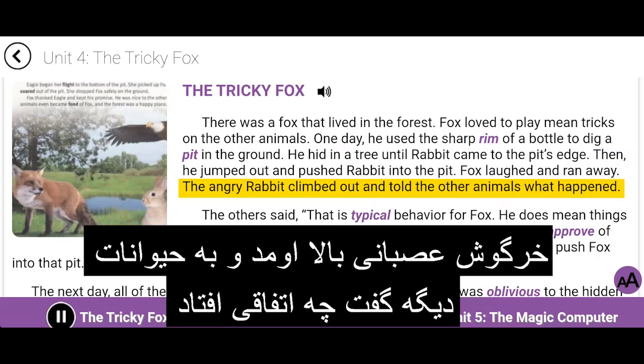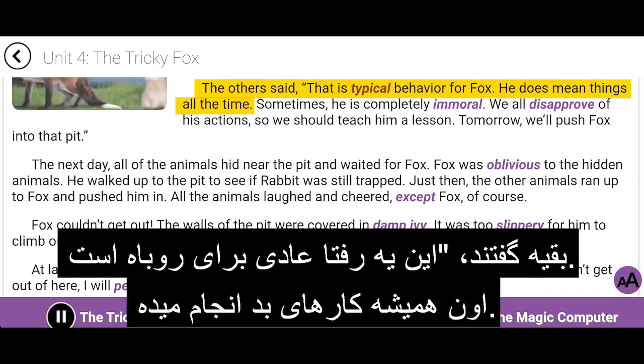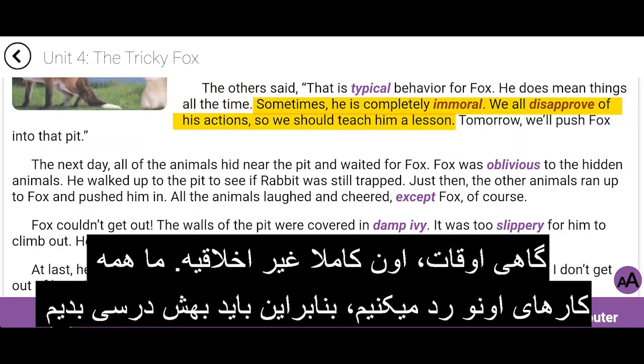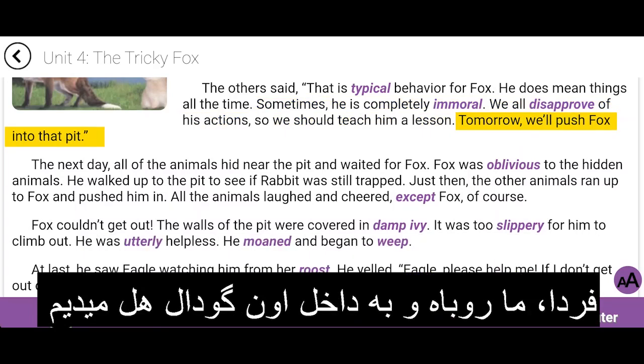The angry Rabbit climbed out and told the other animals what happened. The others said, "That is typical behavior for Fox. He does mean things all the time. Sometimes he is completely immoral. We all disapprove of his actions, so we should teach him a lesson. Tomorrow, we'll push Fox into that pit."